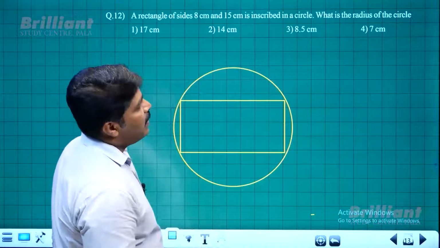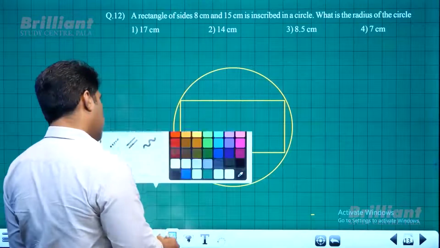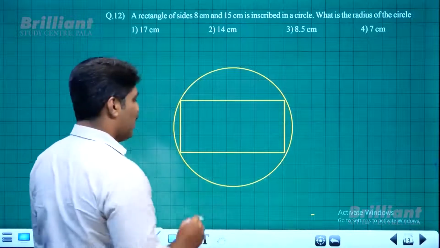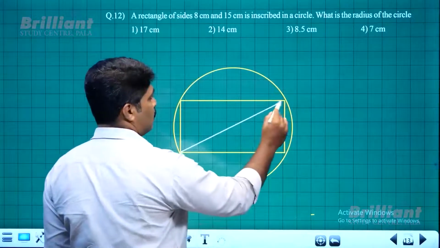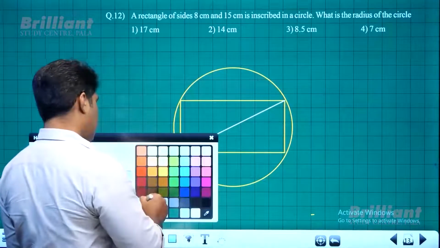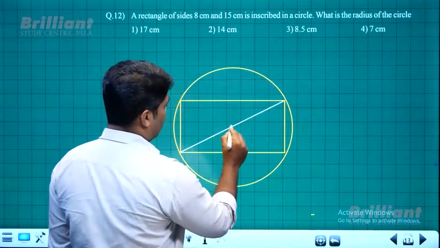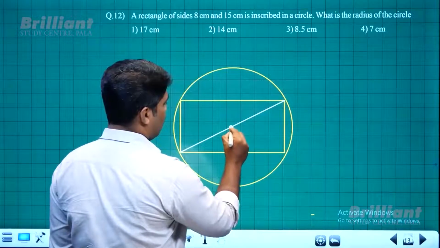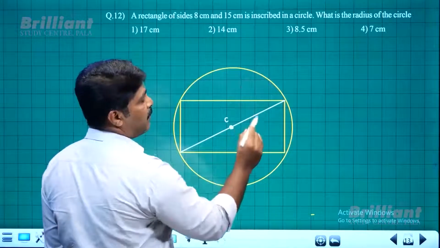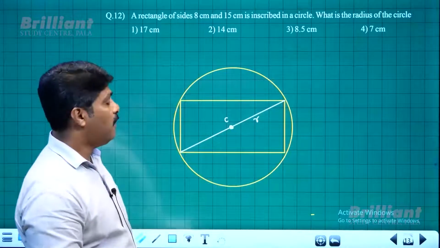So here we inscribed a rectangle, and we need to find out the radius of this circle, as I understand from this diagram. So the diameter of this circle is nothing but the diagonal of this rectangle. So you just simply consider this diagonal, correct? Here we can consider its midpoint. So suppose this is the center of the circle, I just named it as C. So what is the radius here? We need to find out the radius. So radius is half of the diagonal.